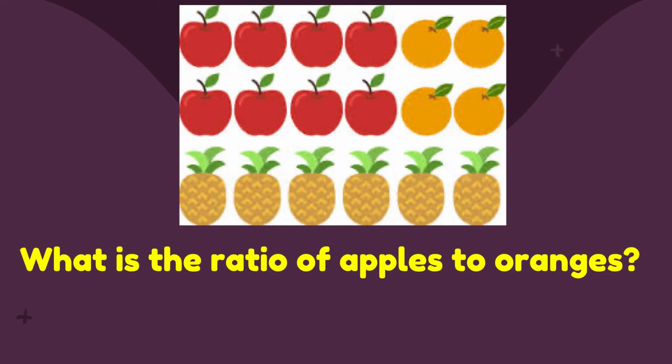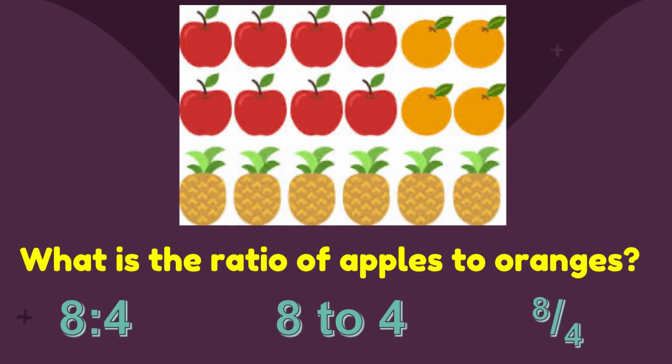What about the ratio of apples to oranges? Wonder what it could be. Think hard. You guessed it, 8 to 4. How do we know that? Well, even though there are more than just apples and oranges in this photo, we are only making mention of what we were asked. We know that there are 8 apples and 4 oranges, so the ratio is 8 to 4.